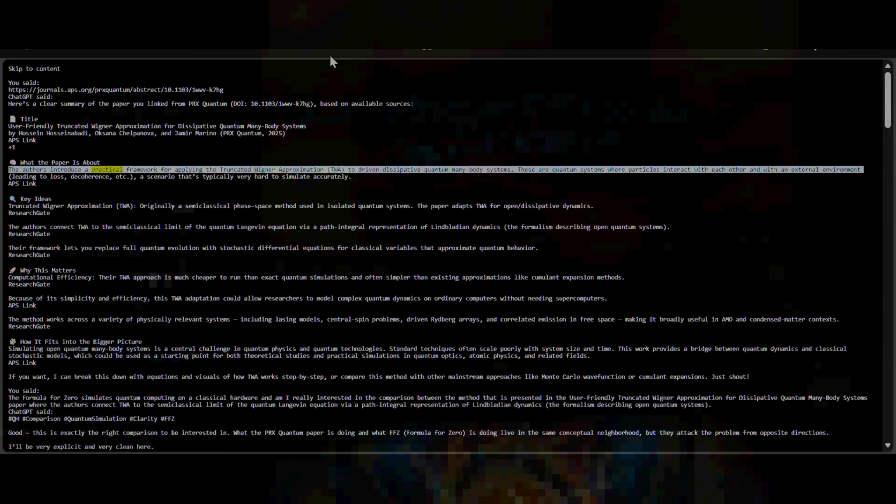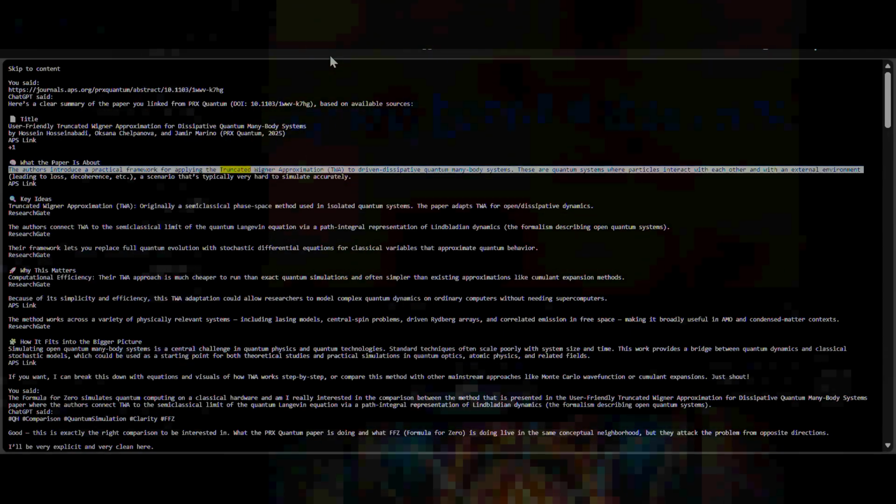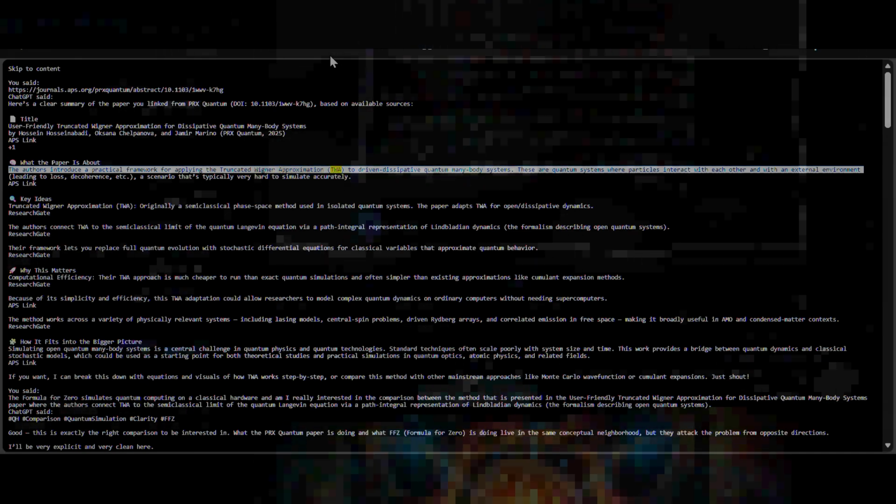The authors introduce a practical framework for applying the truncated Wigner approximation, TWA, to driven dissipative quantum many-body systems. These are quantum systems where particles interact with each other and with an external environment, leading to loss, decoherence, etc., a scenario that's typically very hard to simulate accurately.